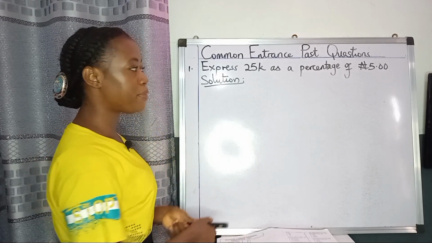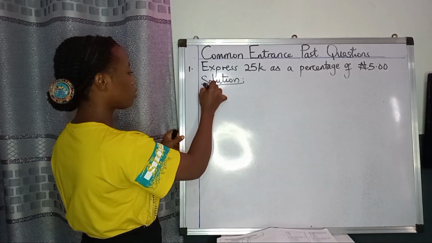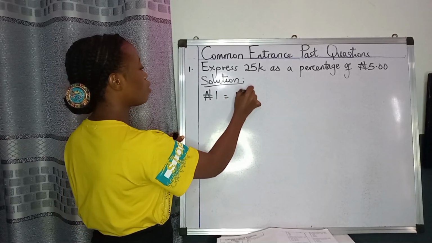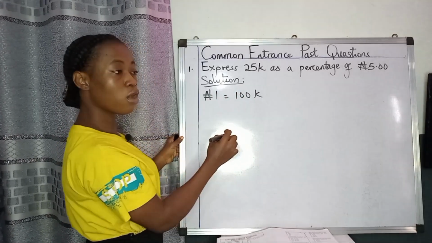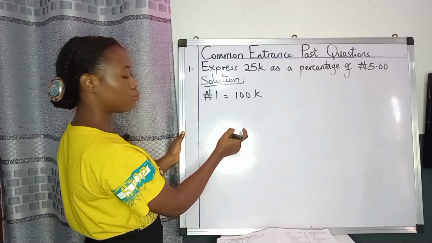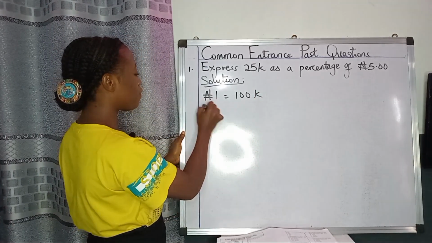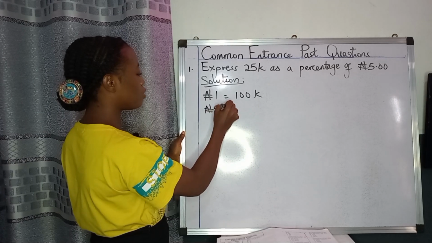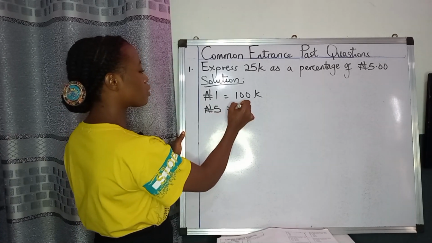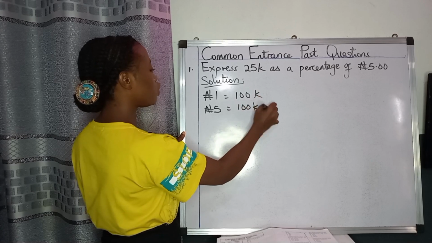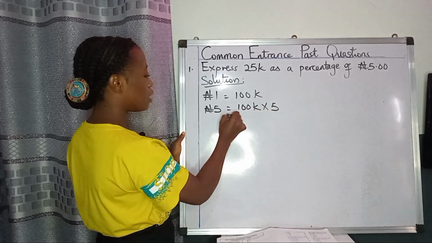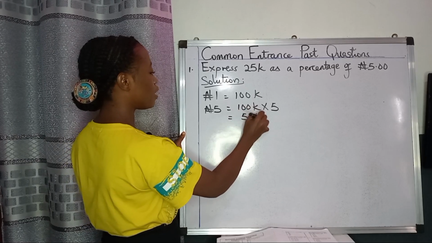And if you can remember, 1 naira is equal to 100 kobo. Now we are going to convert 5 naira to kobo. So if 1 naira is equal to 100 kobo, so 5 naira is going to be 100 kobo five times. That is 100 times 5, and that will give you 500 kobo.